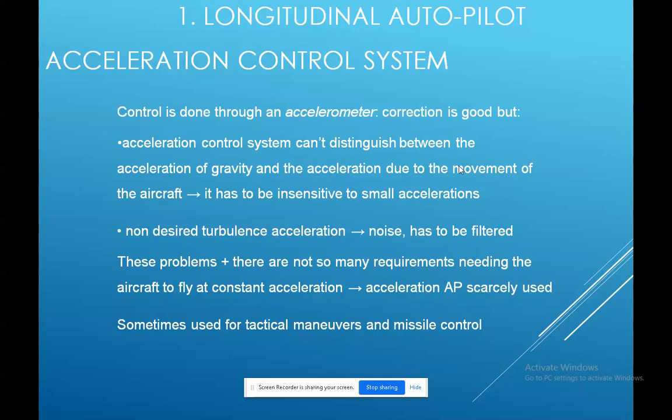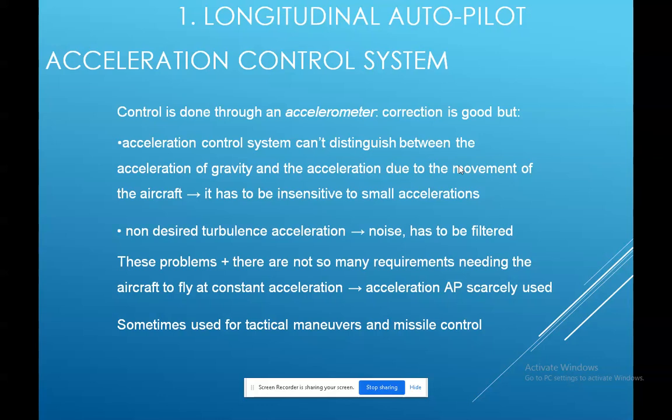So here you will be having two types of acceleration. One is due to gravity and another one is due to the movement of the aircraft. Based on that, the acceleration may change. Non-desired turbulent acceleration will give noise. To avoid this problem, you have to maintain constant acceleration.